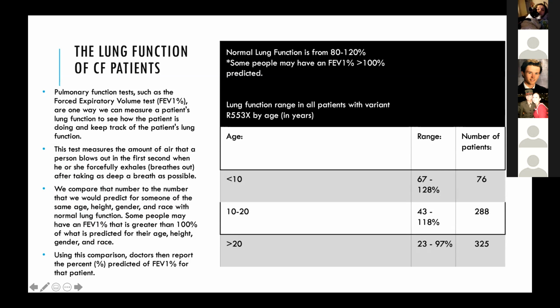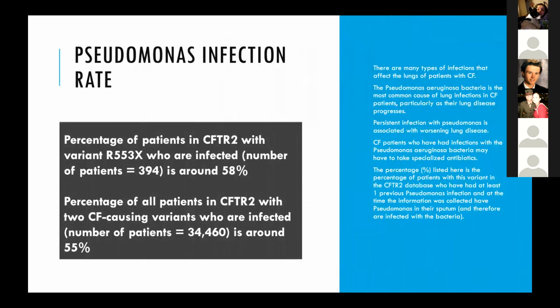The test that they do measures the amount of air that a person blows out in the first second when they take a breath, and that's how they test the lung function. And then the Pseudomonas infection rate with just the variant who's infected is around 58%. There are 394 of these patients.